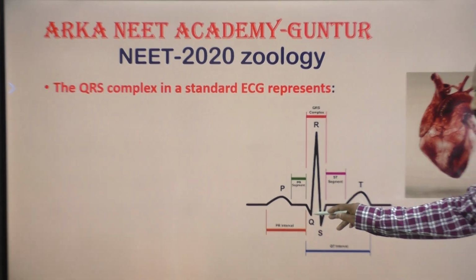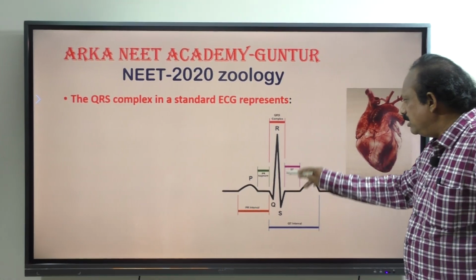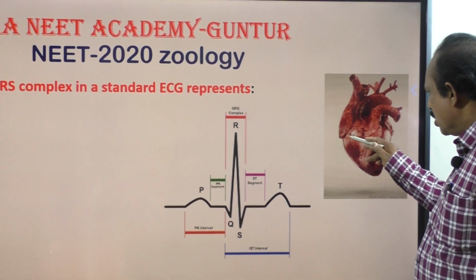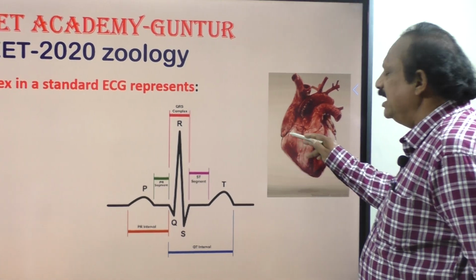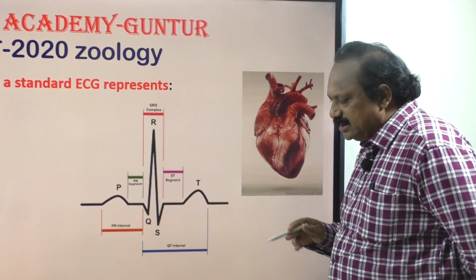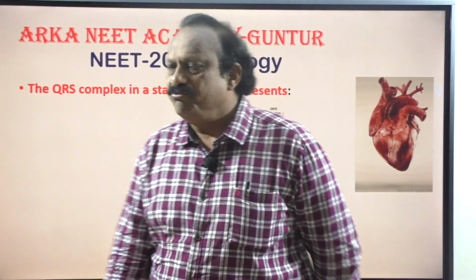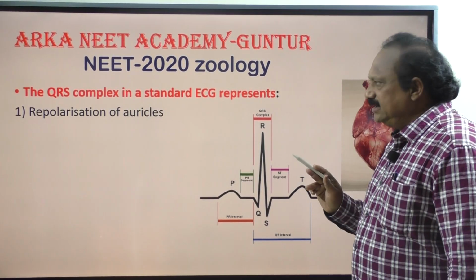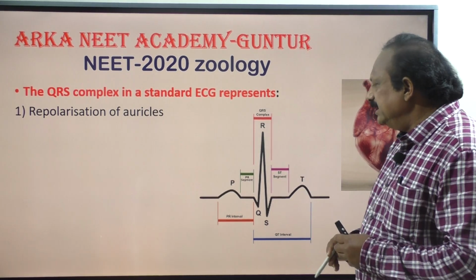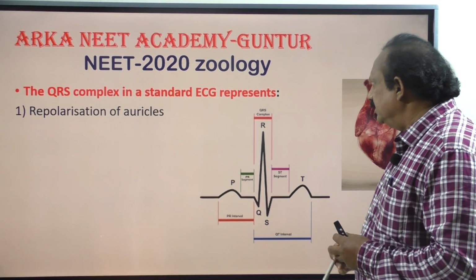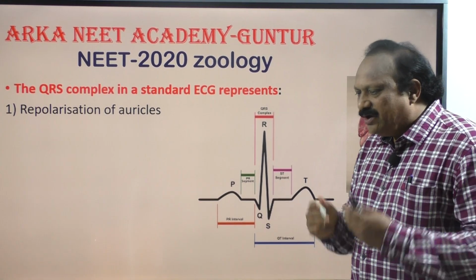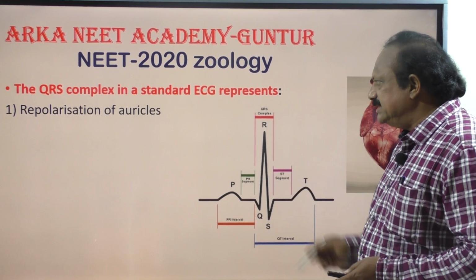QRS complex. This represents the contraction of the ventricle. Contraction of the ventricle. Contraction is also known as depolarization. Therefore, look at the first option, repolarization of auricles. This is not represented in this ECG graph. Repolarization, relaxation of auricles, is not represented in the ECG.